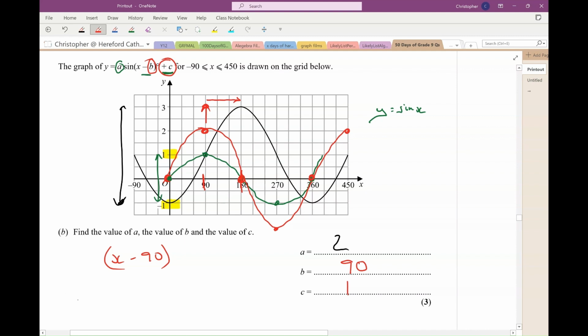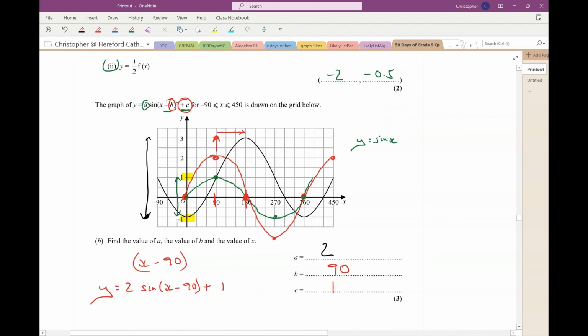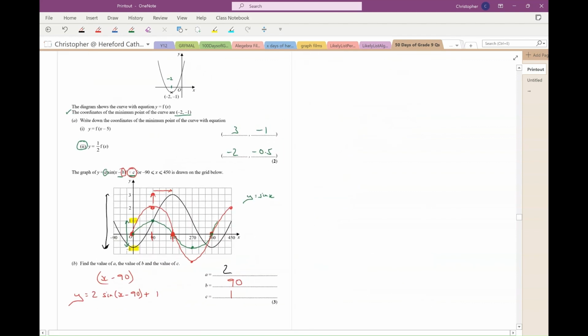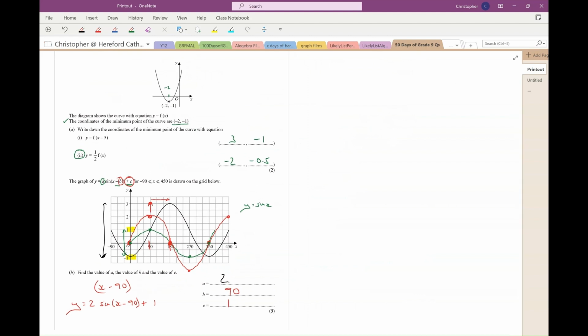So my new curve, just for clarity, the black curve, has this equation, y equals twice sine of x minus 90 plus 1. And hence those are my answers for A, B and C. Okay, quite a complicated question, but only worth 3 marks.